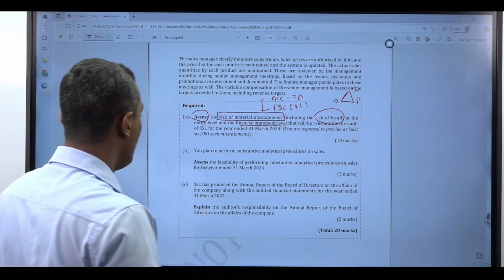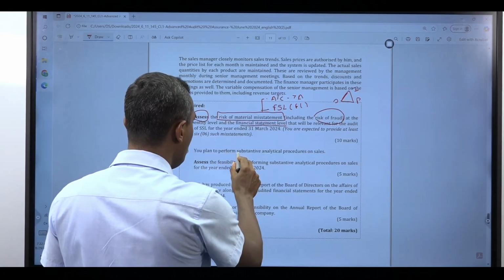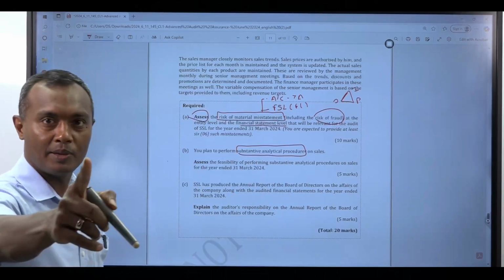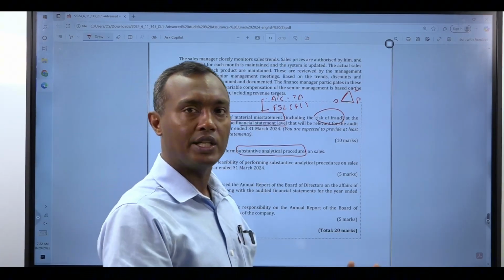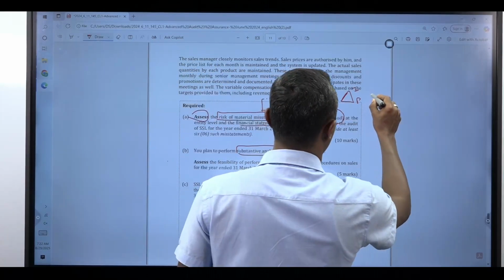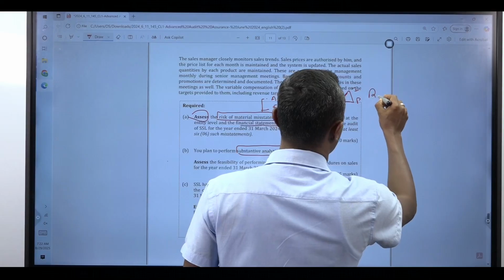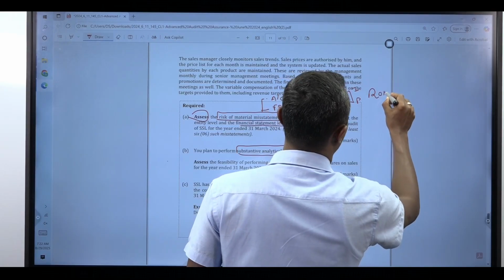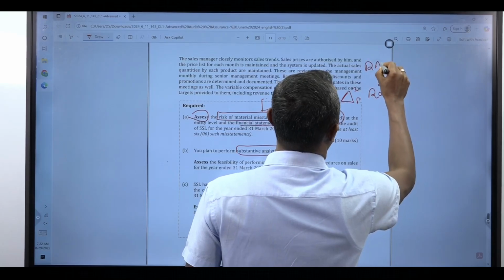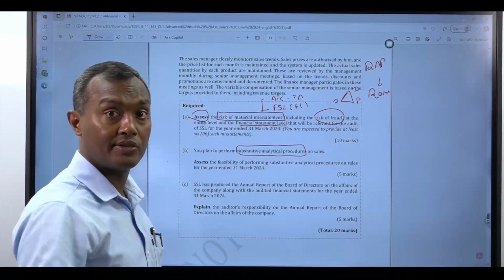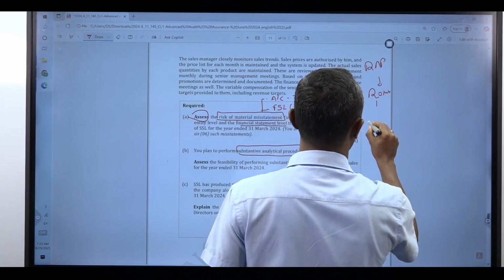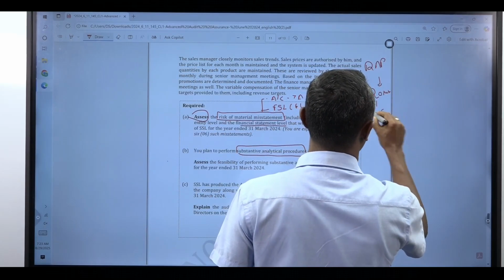Then you plan to perform SAP. Now again, look at my concept card on testing strategy. SAP is a testing strategy. How it begins is, once you identify the risk of ROM, how do you identify ROM? Through RAP. RAP means risk assessment procedures. Once you identify ROM, you need to decide what your FAP, further audit procedures, will be.